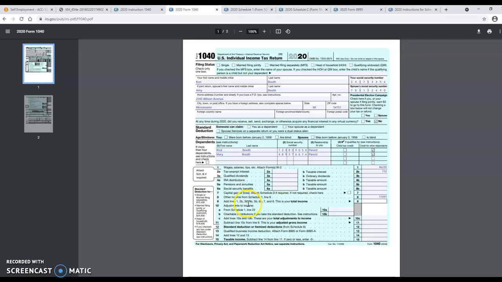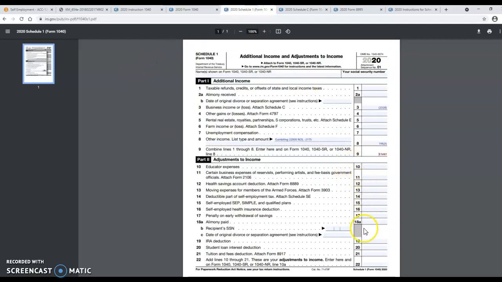Okay, so now we can take a look on Schedule 1. Do we have any adjustments? If we would have had net income, we would have had self-employment tax on Schedule SE, and half of it would have been allowed as an adjustment. Okay, we don't have any of these others, so there's no adjustments.